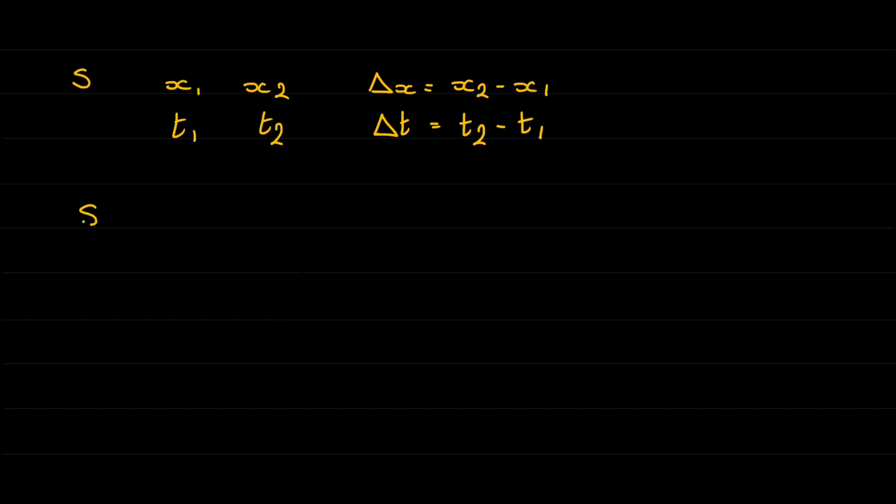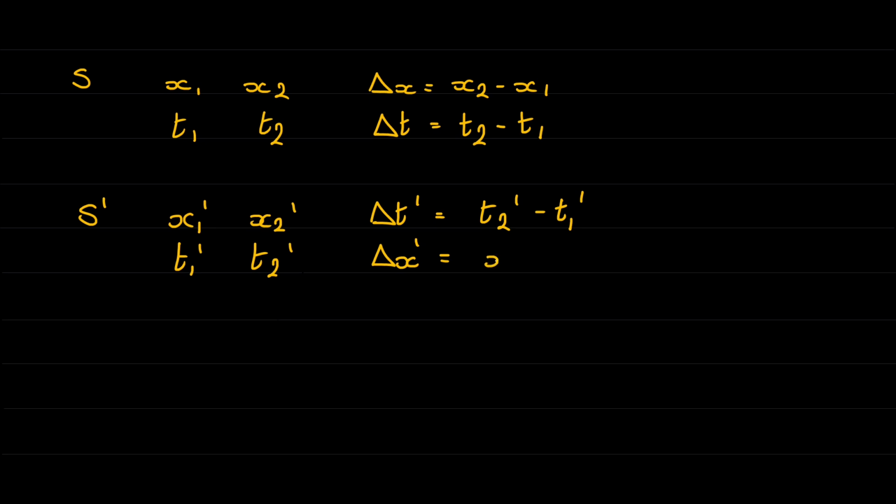An observer in S prime, so this is another frame of reference moving at speed u relative to S, also sees those two events. And similarly, they measure their locations, let's call that x1 prime and x2 prime, and their times, t1 prime and t2 prime. And again, they will measure delta t prime, which is t2 prime minus t1 prime, and the spatial separation, delta x prime, x2 prime minus x1 prime.